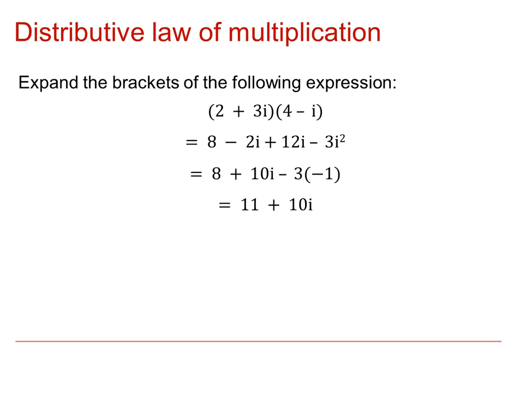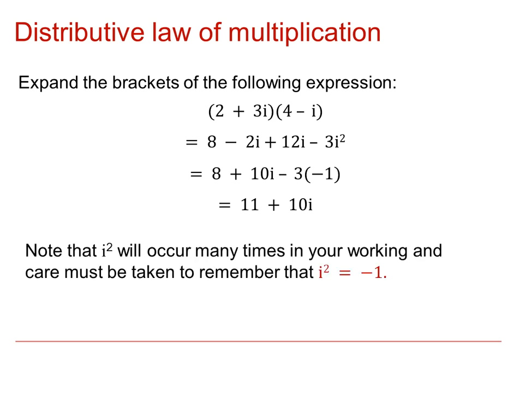Right, noticing that then we got i squared being negative 1, and this is going to happen a lot when you're doing multiplication of complex numbers. So remember that i squared is equal to negative 1.